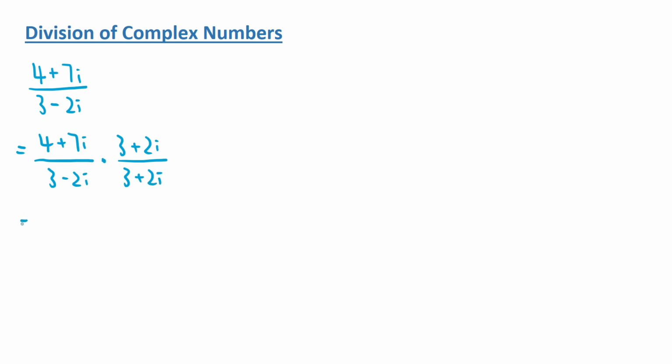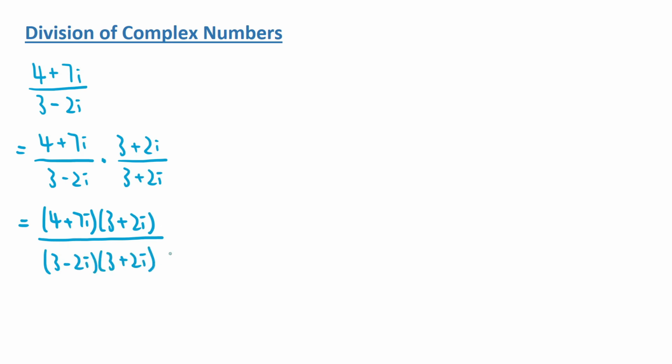The reason we do this is that the denominator is now 3 minus 2i times 3 plus 2i, which is in the form a plus bi times a minus bi. So we can use the formula a plus bi times a minus bi equals a squared plus b squared, which is just a real number. This means the denominator is a real number, which is what we want. If we use the distributive property to expand the numerator, it becomes 12 plus 8i plus 21i plus 14i squared.